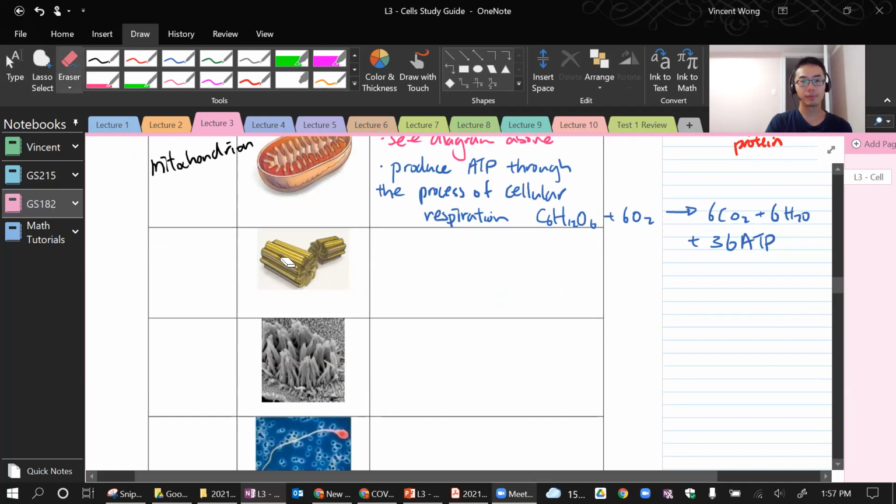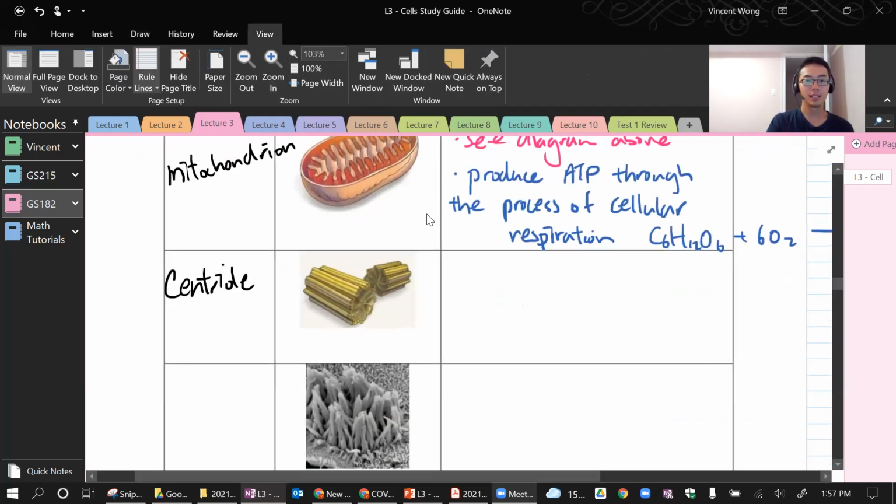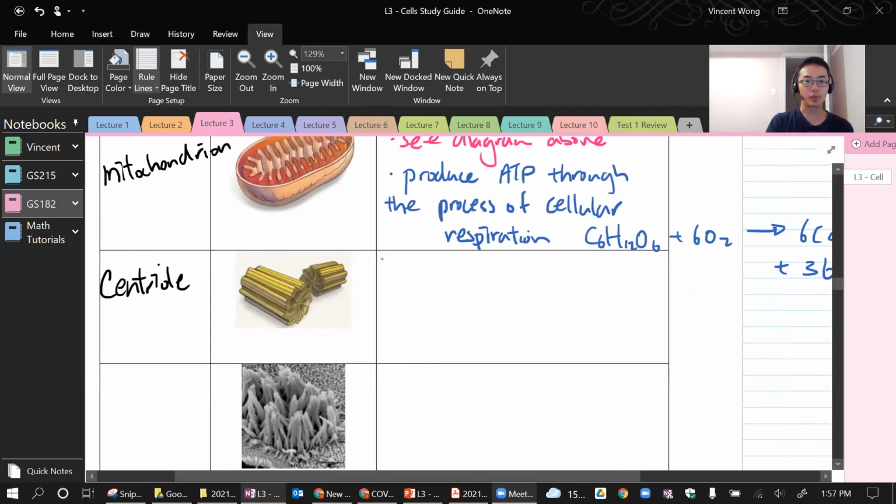Next, we have these French fries looking things, or like pasta, depending on your interpretation. Centrioles. What are the centrioles for? Well, there is one pair. They exist as a pair in the cell. Plant cells don't have them, only animal cells do. And they are arranged perpendicularly, at 90 degrees.